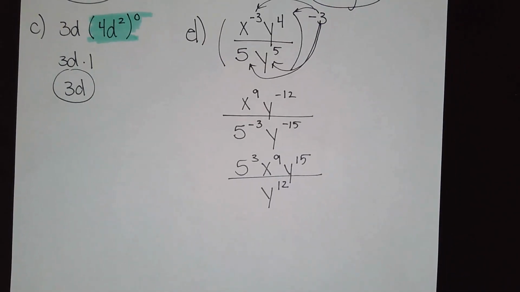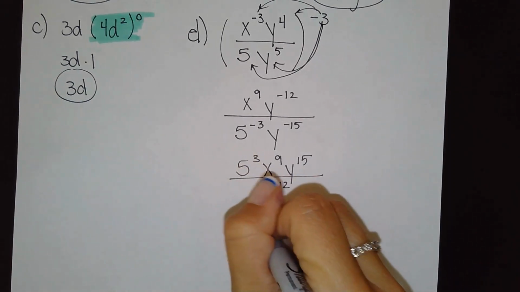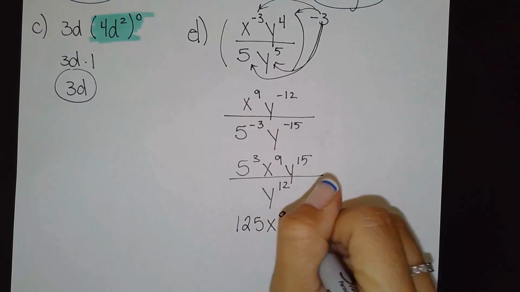There's only one more step to go. At that point, you have to combine these because they're the only two with the same base. You also have to simplify the 5 to the 3rd, which is, good, 125. So 125, x to the 9th, y to the 3rd.